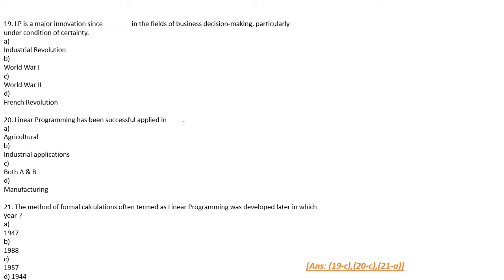20. The linear programming has been successfully applied in option A agriculture, option B industrial application, option C both A and B, option D manufacturing. Correct answer is option C, both A and B. 21. The method of formal calculation, often termed as linear programming, was developed later in which year? A. 1947, B. 1988, C. 1957, D. 1944. Correct answer is option A, 1947.